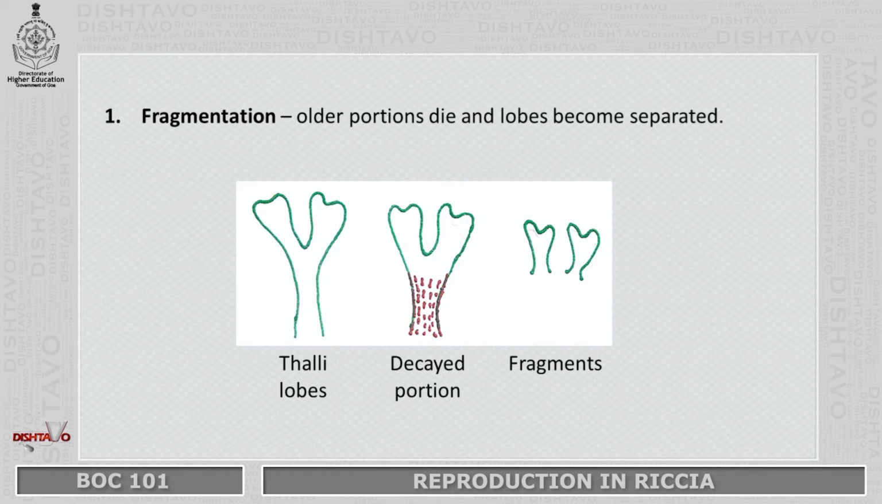The first one, that is fragmentation. Here we see that the older portions will die and the lobes will separate. In the picture you can see the thalli lobes which are growing. With the due course of time, the older portions are going to decay and the remaining fragments are going to separate and form the new plant. That is called fragmentation.